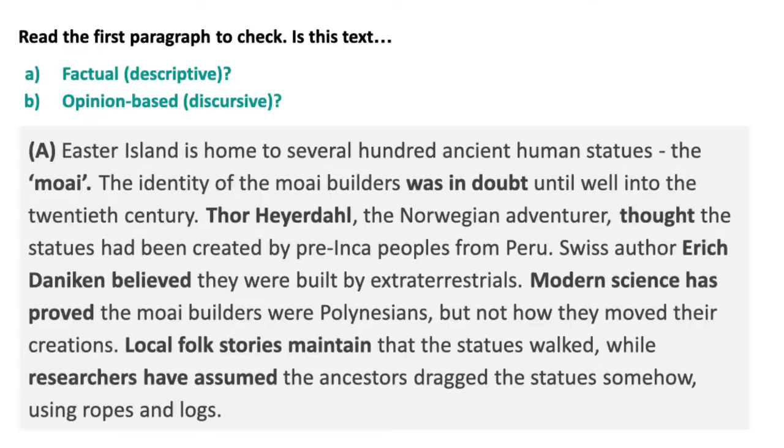Who else's opinion? There's a Swiss writer, Erik Daniken. And what did he think? How did they build it? He was obviously quite an eccentric and interesting person. He obviously thought extraterrestrials, which are the aliens from space, brought these here. Well, that's what they think about the pyramids, isn't it? It's the same idea. It's just theories, isn't it?